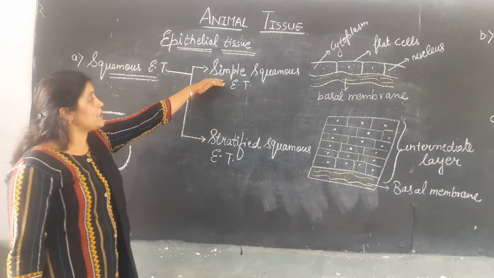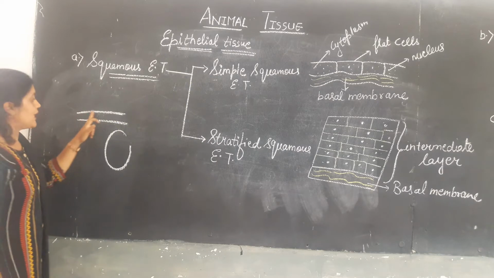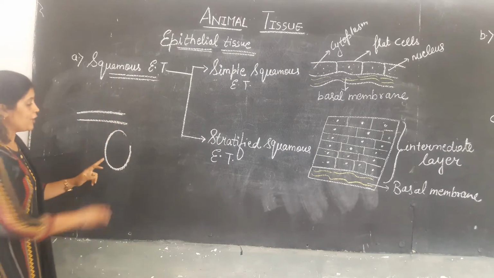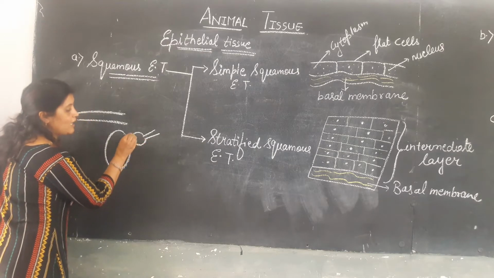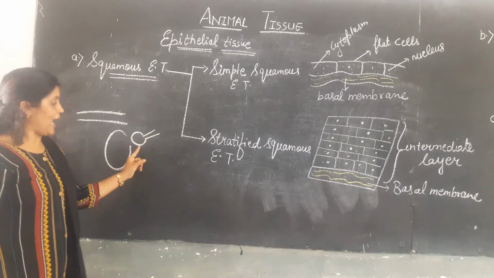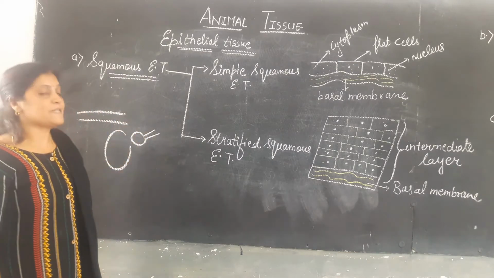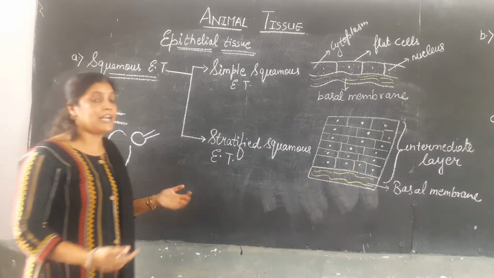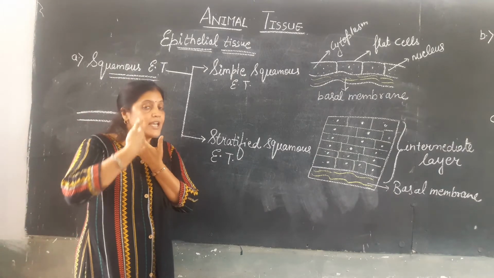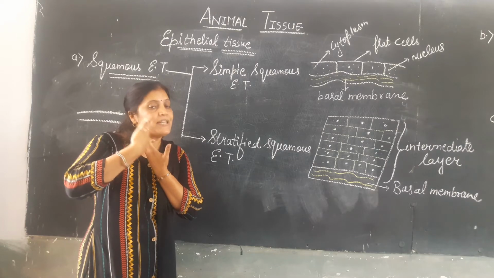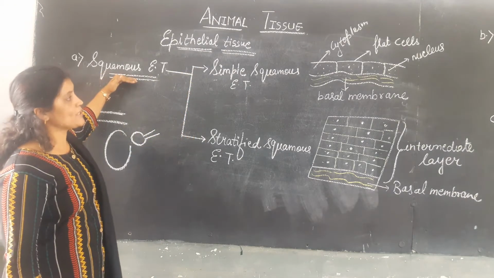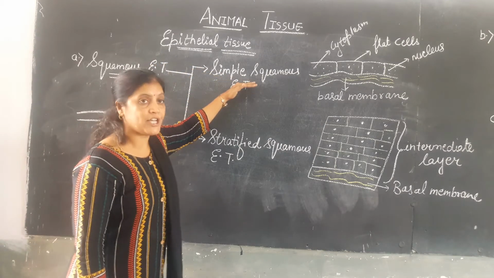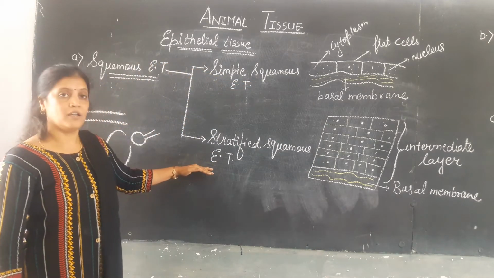The squamous epithelial tissue is present in the lining of blood vessels, in our lungs and the lung alveoli. You know about the alveoli? This is a lung alveoli. It is also present in kidney tubules and in our mouth lining. Inside the mouth, this epithelial tissue is present. So, we have talked about squamous epithelial tissue, its location and structure.